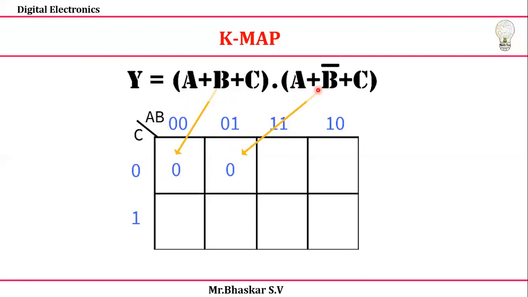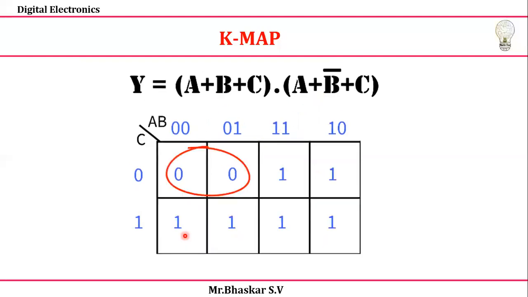Next, a, b bar, c. B bar is nothing but 1. So 0, 1, 0. In that particular position the value is 0, then the value we need to fill is 0. Okay, remaining all we need to fill with the value 1, 1, 1. So I'm going to fill the value 1, 1, 1. So after filling, then we need to go for the grouping.